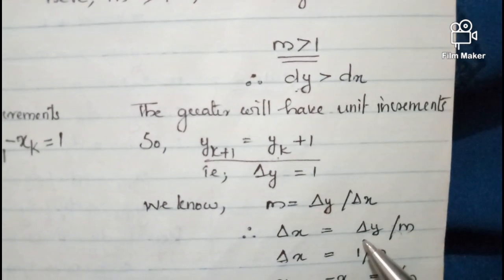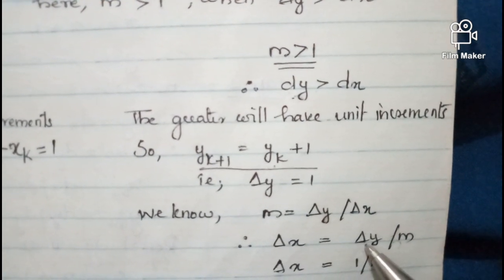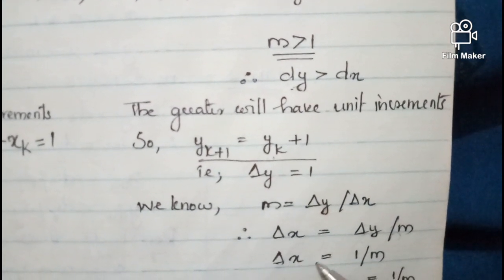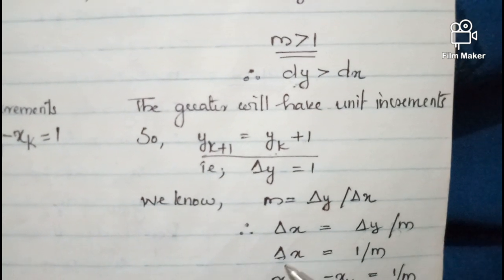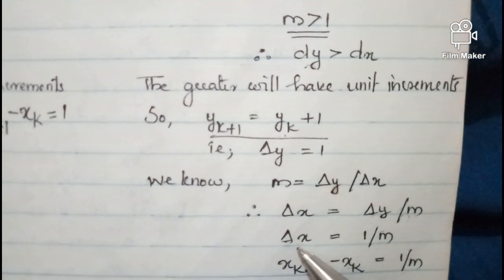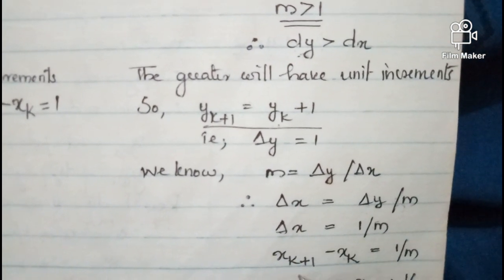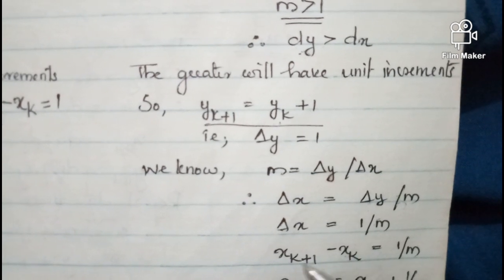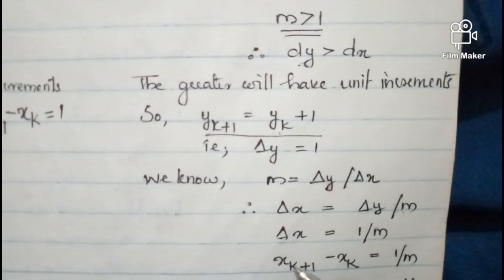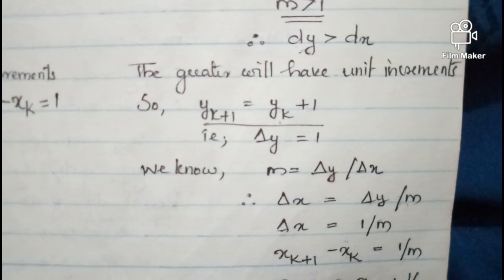So the equation for delta x is delta y by m. Once this is written, you know that the value of delta y is 1, so you can write delta x equals 1 by m. If delta x is 1 by m, what does it mean? The distance between two x values is 1 by m. Then I can write xk plus 1 minus xk. xk plus 1 and xk are two adjacent values, and the difference between two adjacent values is 1 by m.